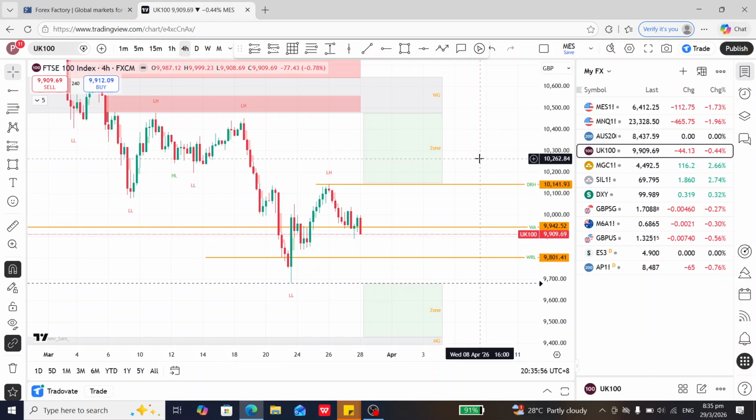Okay, so that's all for this week. So for S&P 500 and Nasdaq, we have to wait and see for the first 2 days of the week. The Aussie and UK already have defined zones. Okay, that's all for this week.